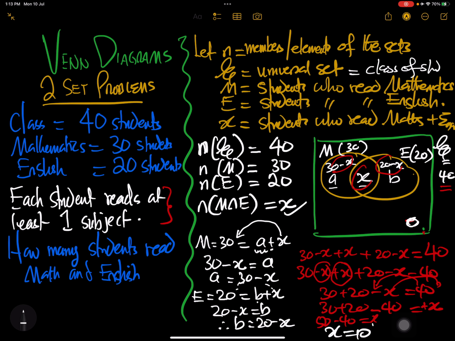If X is equal to 10, then this side is 10. And if this side is 10, A becomes what? 20. And if here is 10 and here the whole of this is 20, then B is also what? 10. And we can see that the 20 plus the 30 plus the 10 will give us the 40. Can you be able to see that? So the question says, how many students read both mathematics and English? And it's the one in the middle here. It is the 10. It is the 10 that we have been able to look out for. So I hope this helps.